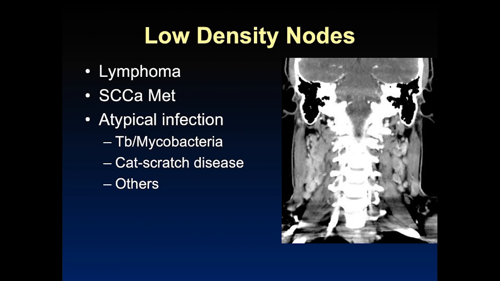What about low-density nodes? So here you see these very heterogeneous, centrally low-density nodes. Lymphoma, sometimes treated lymphoma, can have this appearance. Squamous cell carcinoma mets, as we've seen, can often be necrotic. But another thing that you want to think about are atypical infections when you see this appearance, such as TB and mycobacteria, cat scratch disease, and other fungal causes. And this turned out to be a case of histoplasmosis causing diffuse low-density cervical lymphadenopathy.